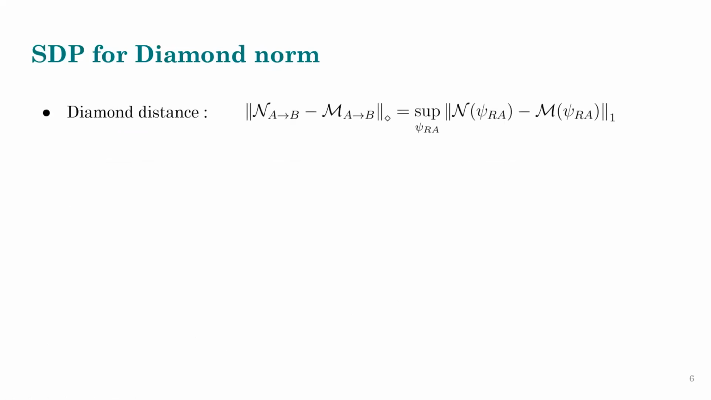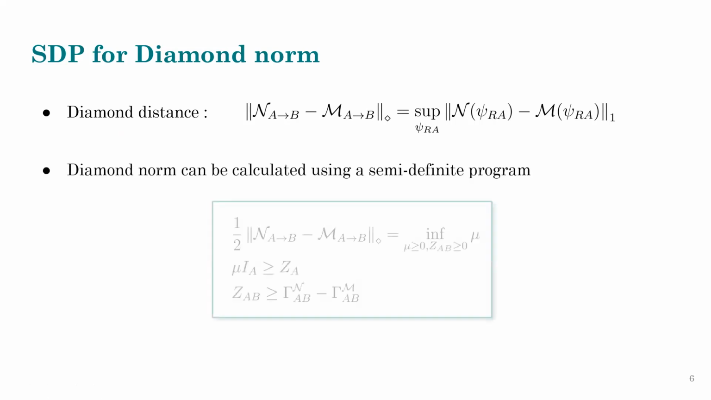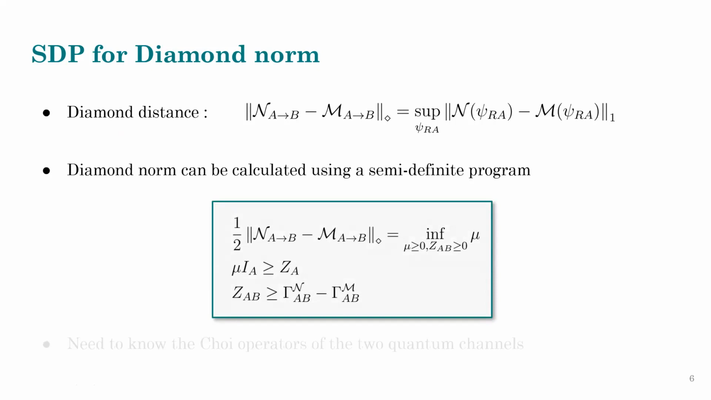So just a reminder about diamond norm. The diamond distance between two channels is defined as follows, where you optimize over some state psi, and you just see the trace distance between the outputs. And this can be calculated using a semi-definite program, which looks like this. And gamma N and gamma M are the Choi operators of the quantum channels, and you just need two different variables to optimize it. And so it is a semi-definite program that can be solved on a classical computer.